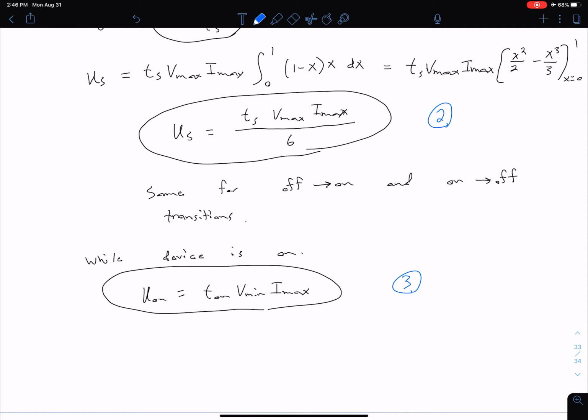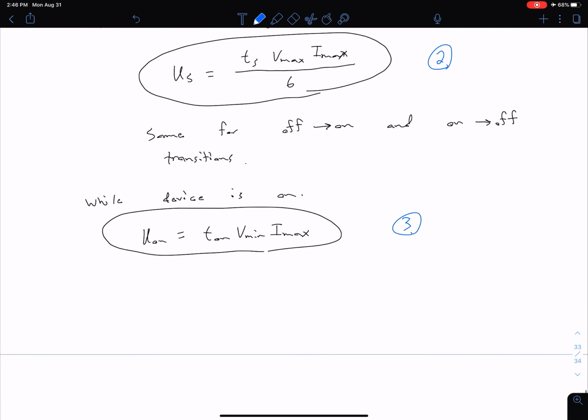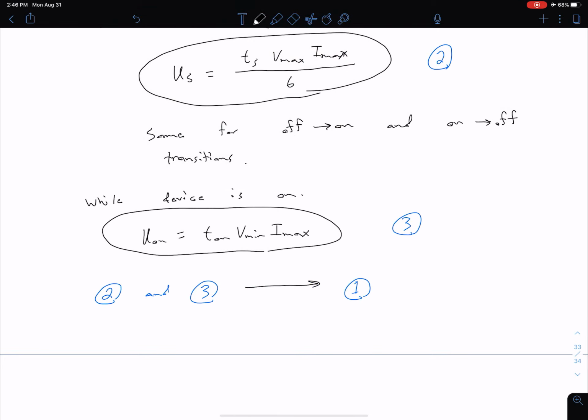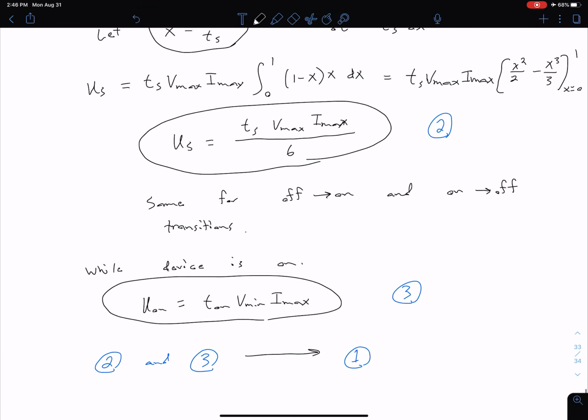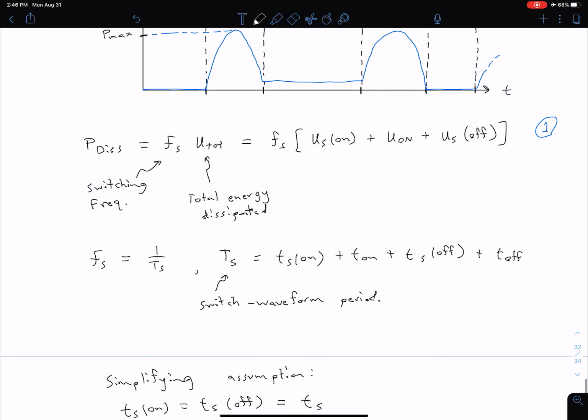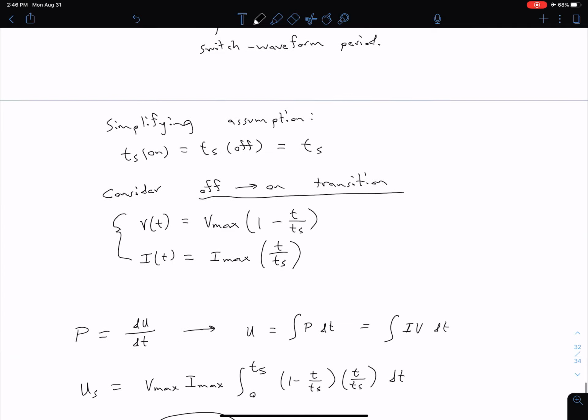Essentially now what we want to do is substitute these two equations. We want to take 2 and 3, and we want to substitute into 1. So we're taking this Us and Uon, and we're putting it up into this equation here. So let's go ahead and do that.